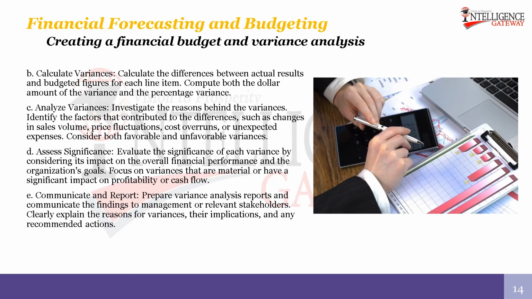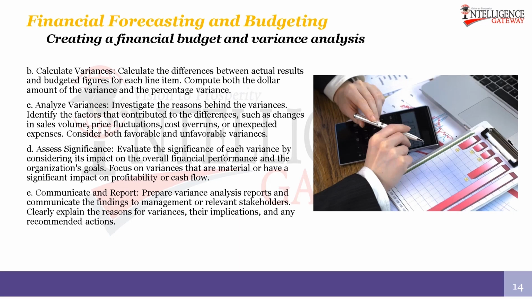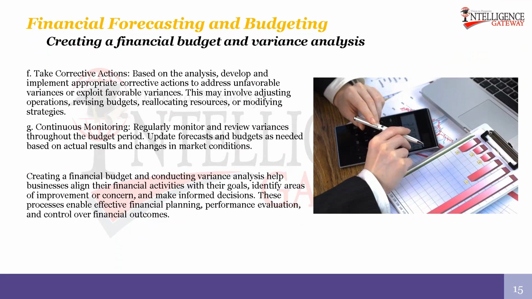E. Communicate and report. Prepare variance analysis reports and communicate the findings to management or relevant stakeholders. Clearly explain the reasons for variances, their implications, and any recommended actions. F. Take corrective actions based on the analysis. Develop and implement appropriate corrective actions to address unfavorable variances or exploit favorable variances. This may involve adjusting operations, revising budgets, reallocating resources, or modifying strategies.